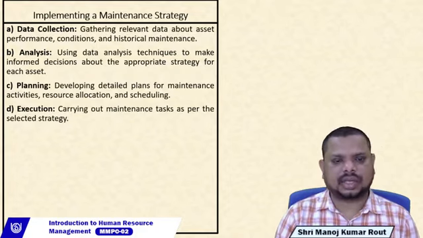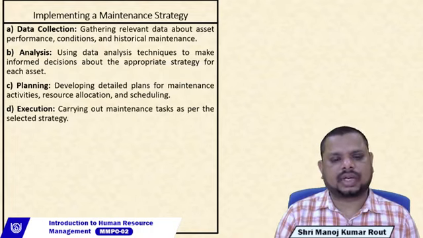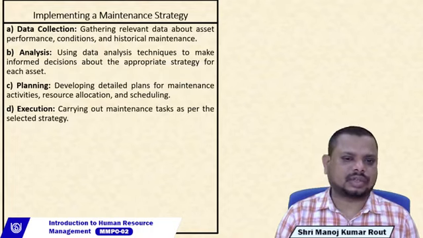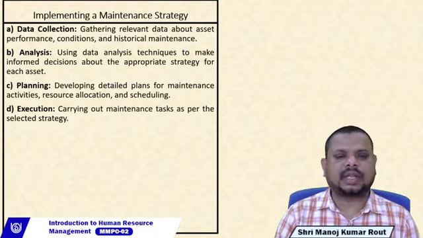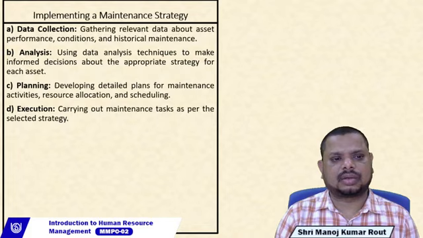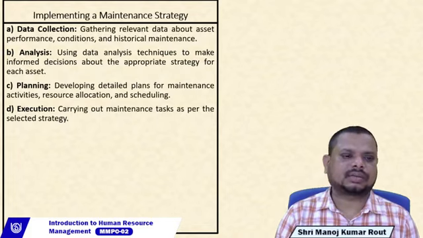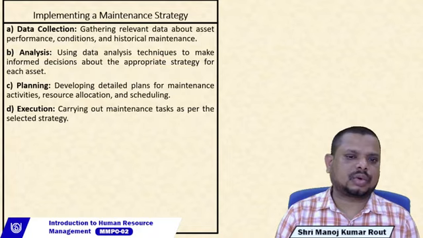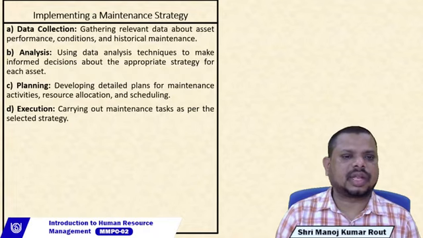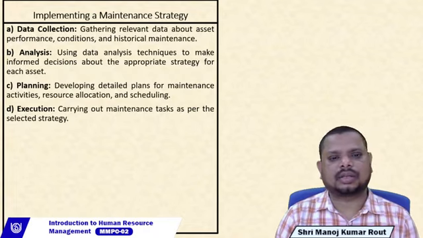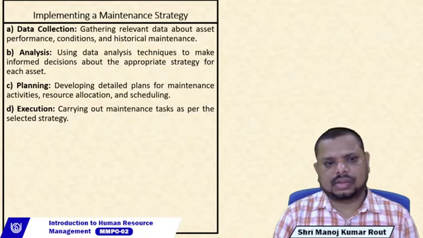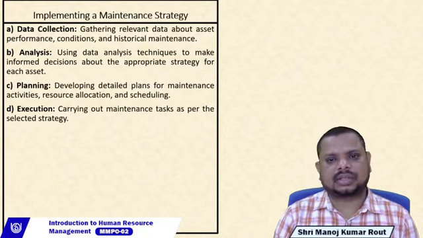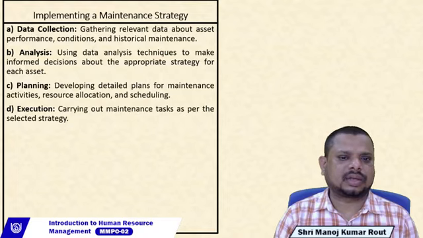The next one is condition and the maintenance history. This data is basically used for the future course of action when implementing any maintenance strategy inside the organization. The next important part is analysis: using data analysis techniques to make informed decisions about the appropriate strategy for each asset. Suppose your workshop consists of 10 to 20 machines. If you do not analyze the data with proper techniques, whatever decision is based on the result is not appropriate.